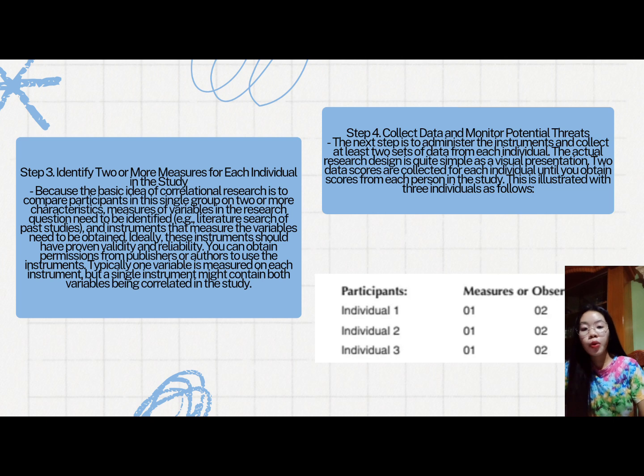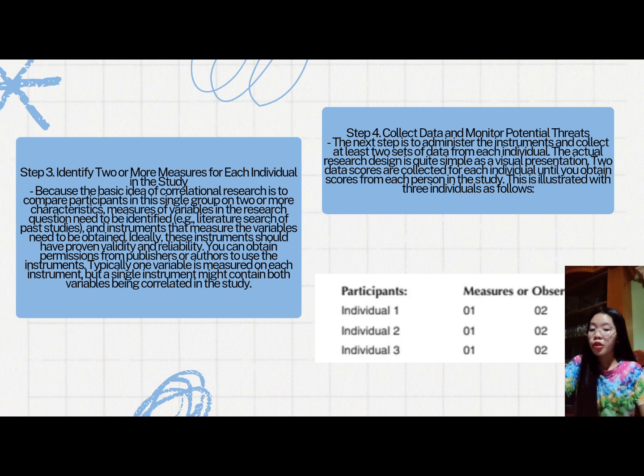So step 3 is to identify two or more measures for each individual in the study. Because the basic idea of correlational research is to compare participants in a single group on two or more characteristics, measures of variables in the research questions need to be identified, for example, through a literature search of past studies. And instruments that measure the variables need to be obtained. Ideally, these instruments should have proven validity and reliability. You can obtain permission from publishers or authors to use the instruments.